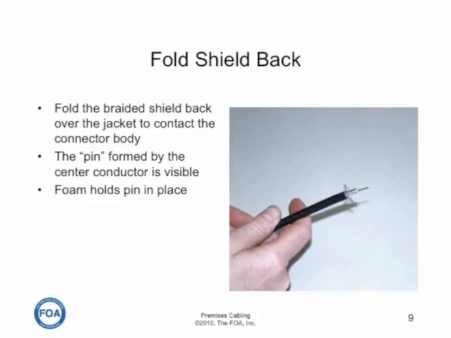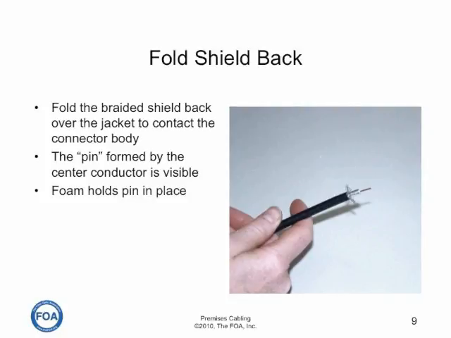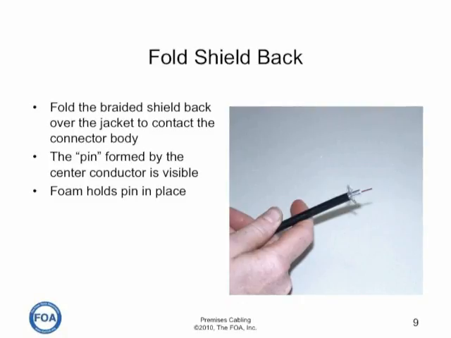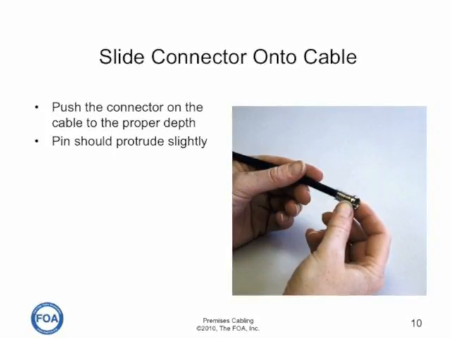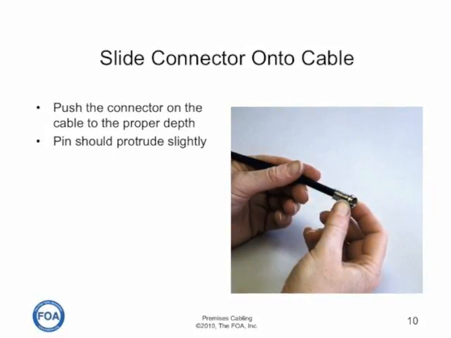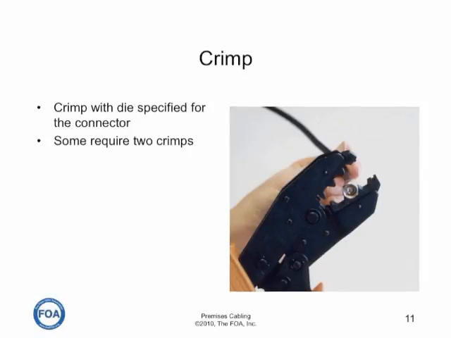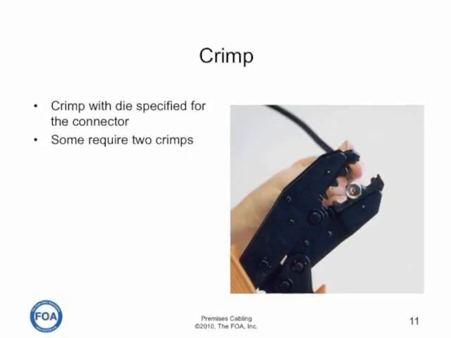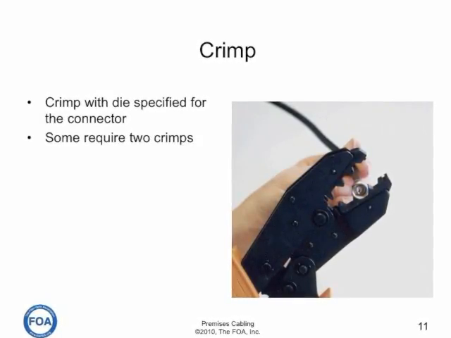After removing the jacket, fold the braided shield back over the jacket to contact the connector body and become the outer conductor. Leave the foil on the foam dielectric because that helps reduce electromagnetic emissions from the connector and holds the center conductor in place. Then you simply push the connector on the cable to the proper depth. The pin should protrude slightly. Crimp the connector with a die specified for the connector, and in fact the type of crimp tool if you're using compression connectors. Some connectors require 2 crimps for proper crimping.